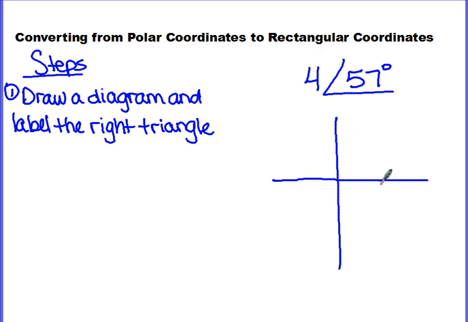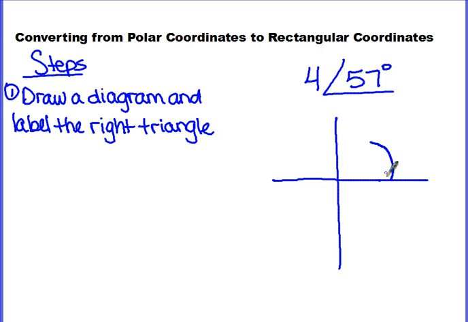Also recall that from the positive x to the positive y is a 90-degree angle. Since 57 is less than 90, I'm going to estimate where 57 is, and I'm going to say it's about right there. We'll call that a 57-degree angle. So right there is my angle.